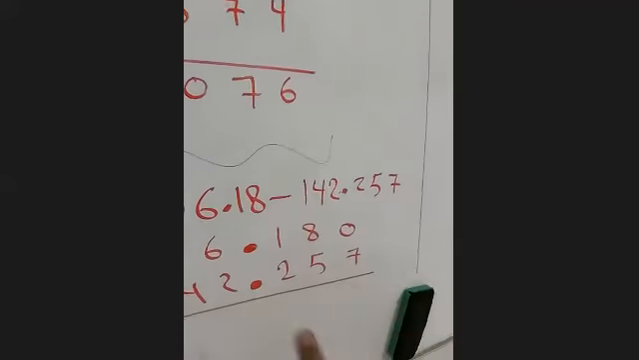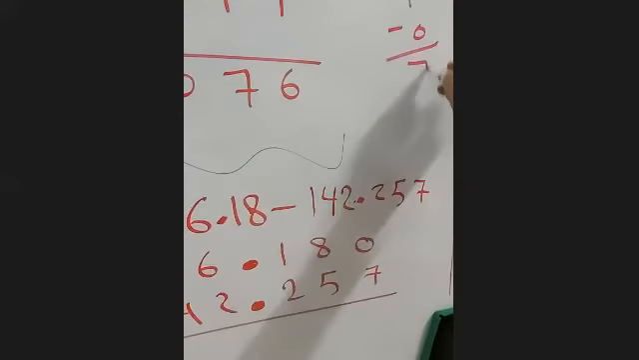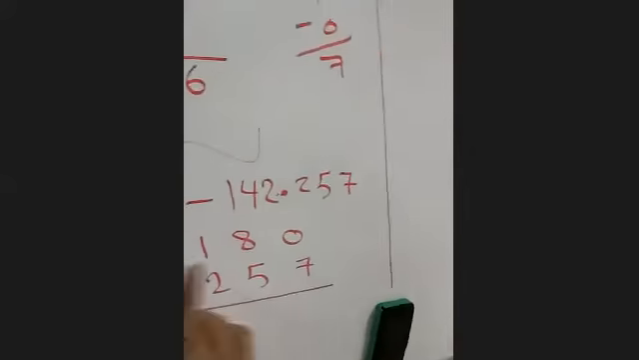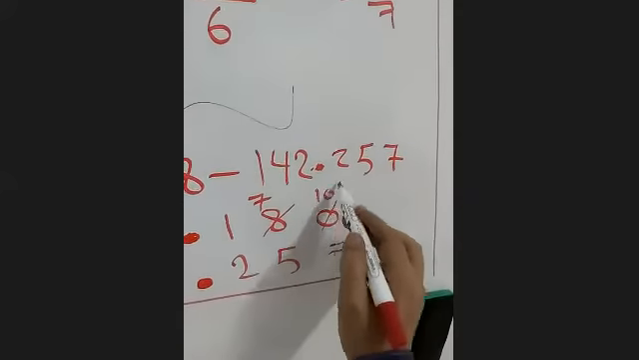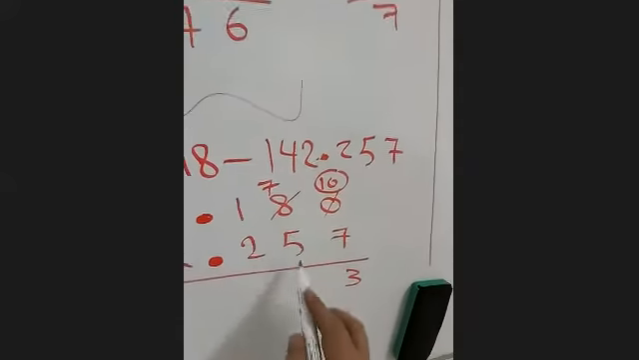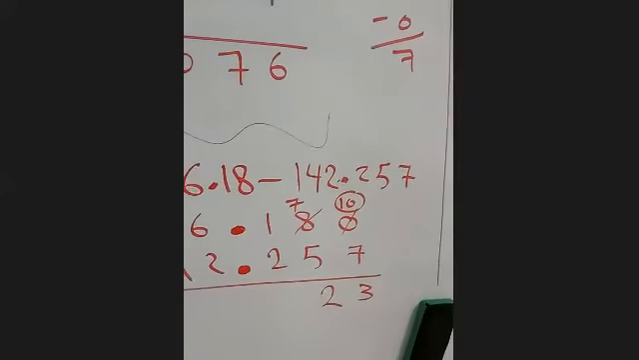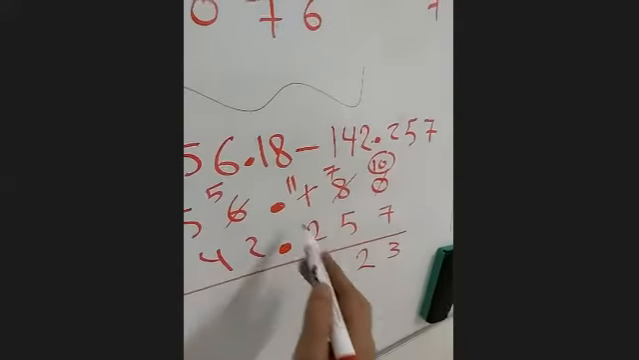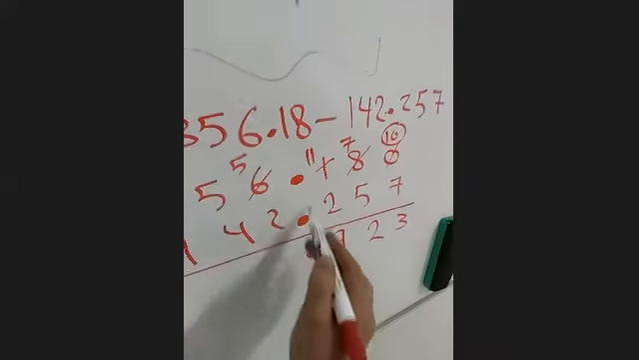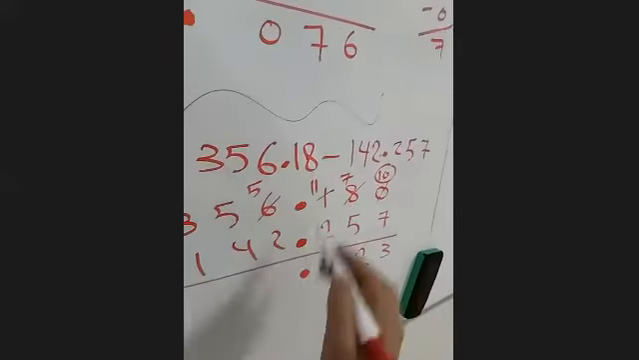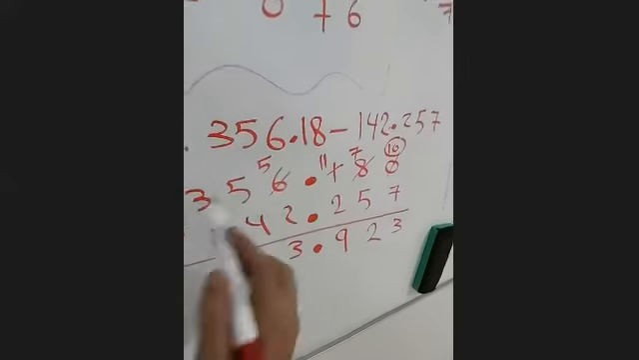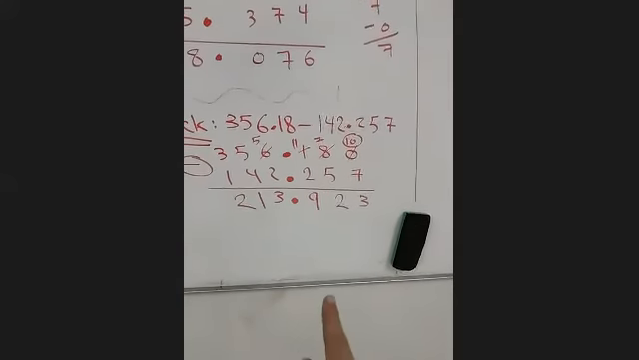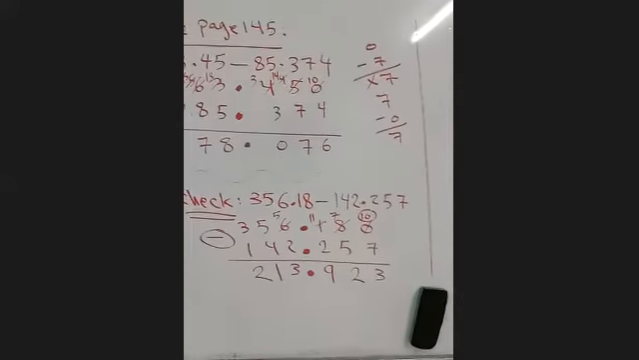0 minus 7, it's not 7. 7 minus 0 is 7, but 0 minus 7 cannot be. This will be 7, this will be 10. 10 minus 7 is 3. 7 minus 5 is 2. 1 minus 2, it is not 1. Borrow 1. This will be 5, this will be 11. 11 minus 2 is 9. Decimal, decimal, decimal. Don't forget it, at the same position. 5 minus 2, 3. 5 minus 4, 1. 3 minus 1, 2. The answer, 213 and 923 thousandths, with THS.